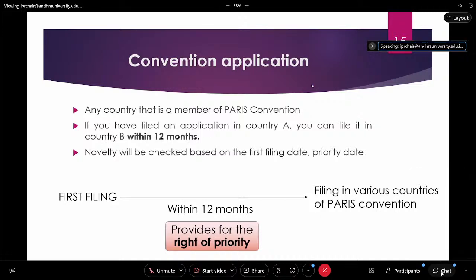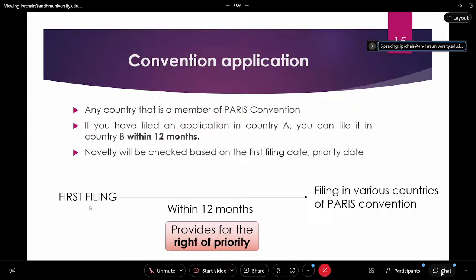Another 12 months was there when you have published, or you have gone for oral or poster presentation, or you have gone for public trial, or you have exhibited your invention. In those cases also you have got 12 months of window time. So just remember 12 months. Patent Act 12 months. That's easy.